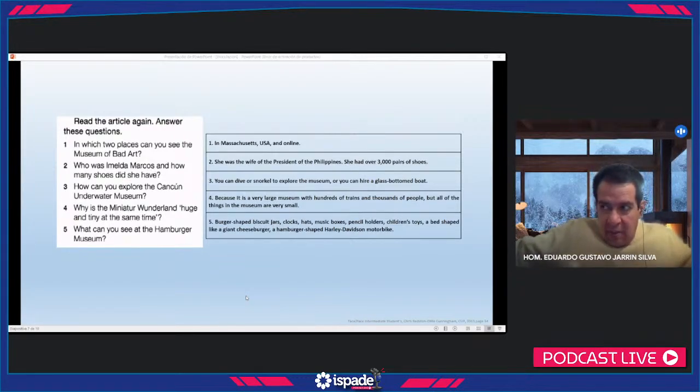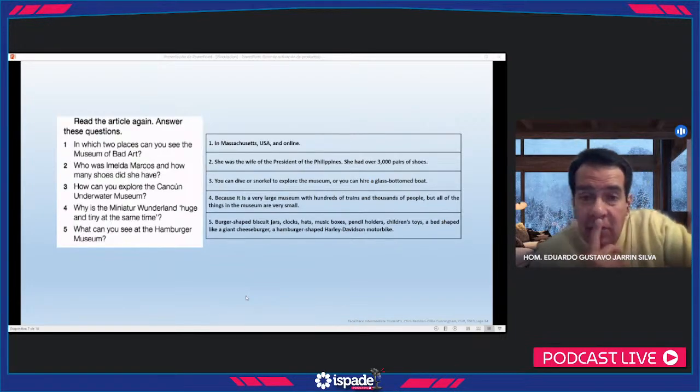Okay, so the location, the places, the menus, which hundreds of trains and thousands of people. But all of these museums are very small, so it is huge and tiny because the location is big, but the objects inside are small. That's why. And the last, what can you see in the museum, the Hamburger Museum? You can see burger-shaped biscuits, jars, cloths, hats, boxes, all the things which were listed there. And these are the answers then, and they are going to find the answers.